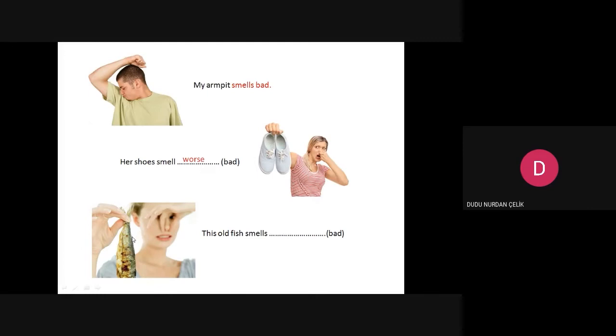And, oh, awful, fish. We compare these three. This is a group of three now. And we compare them. And we say, this old fish smells the worst.